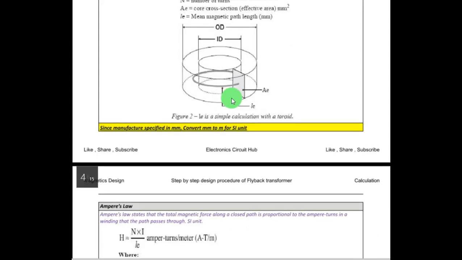You can see this simple diagram here. This is the simple calculation with a toroid. This is a toroidal core, and you can see how the outer diameter OD looks, how the inside diameter looks, what AE, the effective area, is, and what LE is.